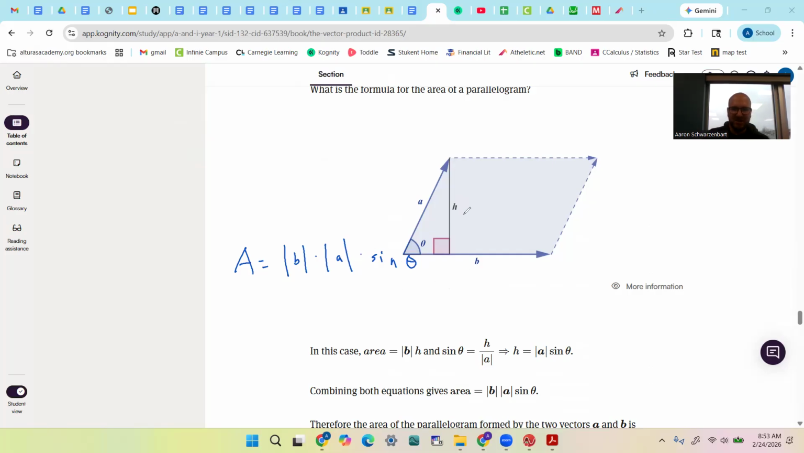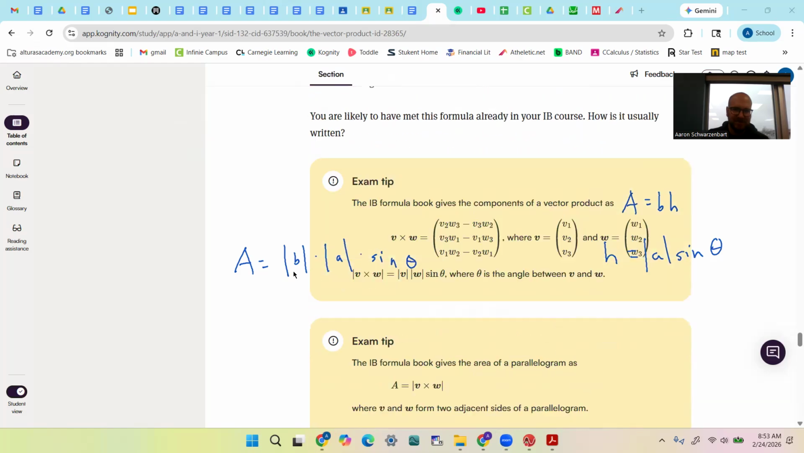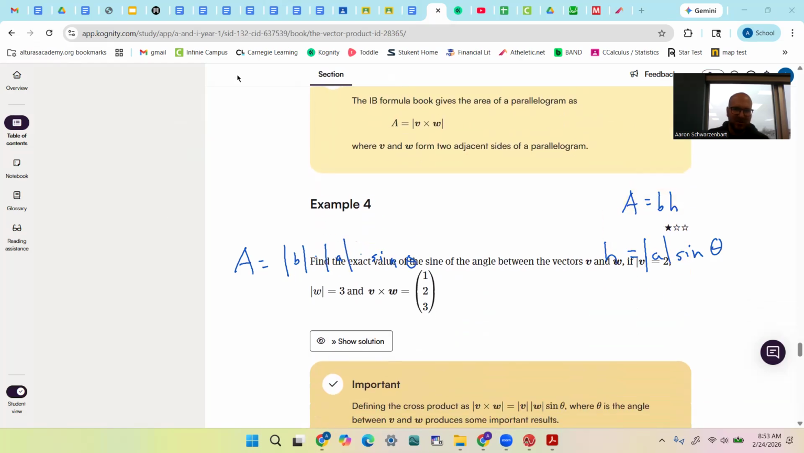Yes. So, area of a parallelogram is just base times height. But height, if you look at the triangle, is magnitude of A sine theta. And that's how they're developing this formula. Length of base is magnitude of B.